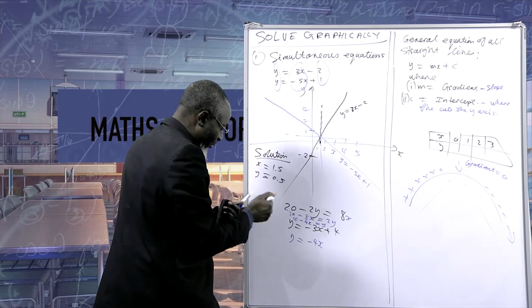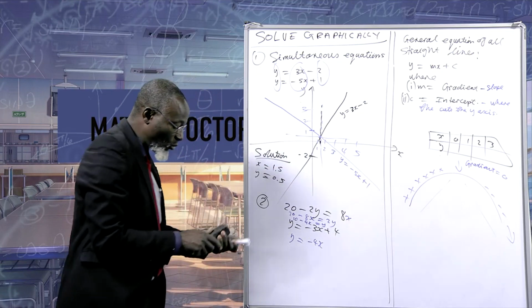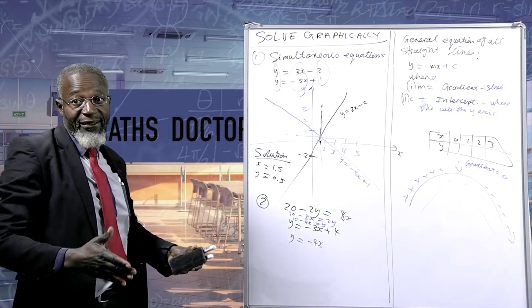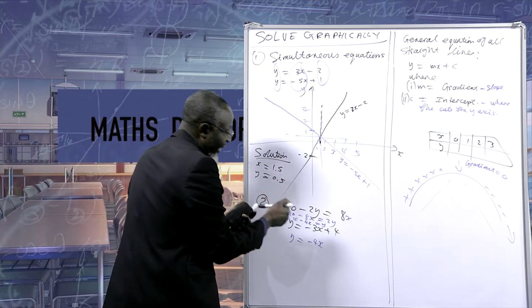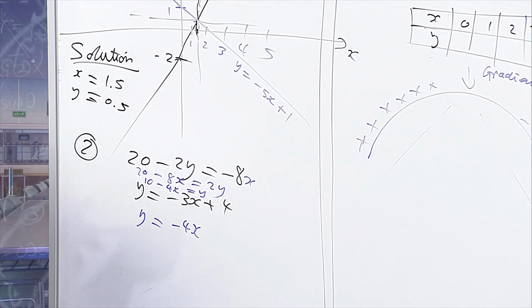So I have to change one of them so that at least they can cross each other. That's how we can find the solution. I am saying we cannot have a solution with parallel lines. So let us put a minus sign here so that at least the question will make sense to us.